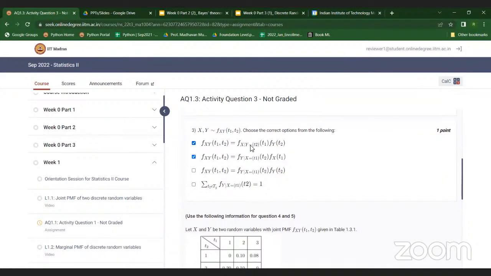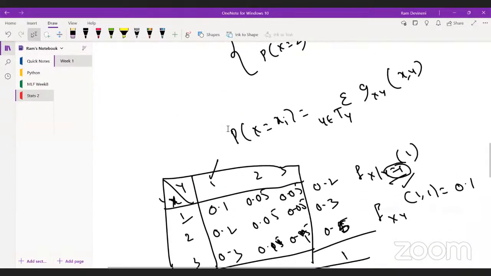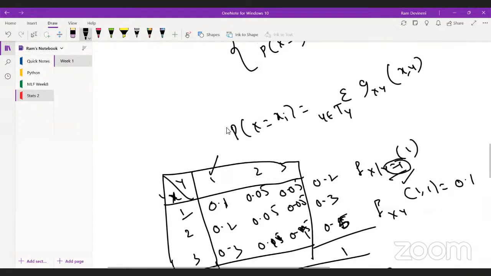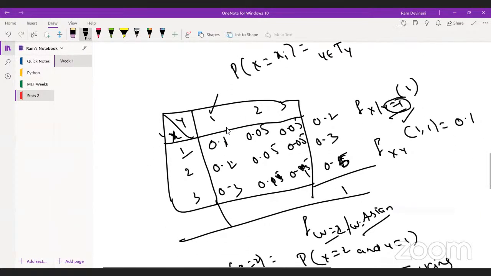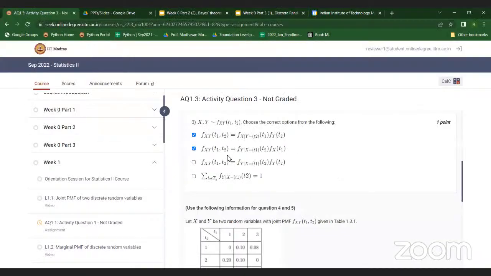Instead of conditioning with respect to Y, in the second option they condition with respect to X. I'll tell you what that means based on what we have. This particular value is 1, 1. I could condition with respect to Y equals 1, or I could condition with respect to X equals 1. That is what the first two options mean.